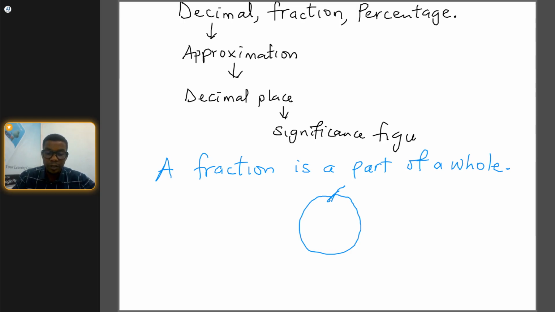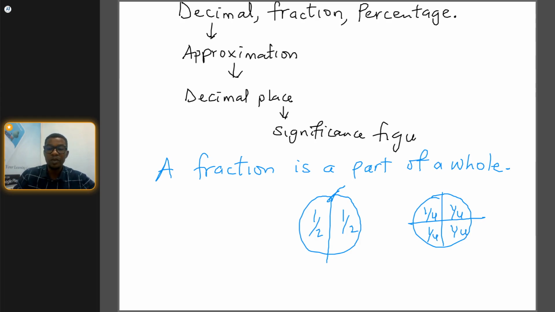So if this orange is dissected into two, we have 1/2, 1/2. If it is dissected into four pieces of this nature, we say we have 1/4, 1/4, 1/4, 1/4. I believe all of us have come across this while we were still in primary. These are the things we did in primary school, and it continues down to the senior secondary school also. This is just the basics, and for what we're going to treat today, we have to have the knowledge of the basics of fraction.